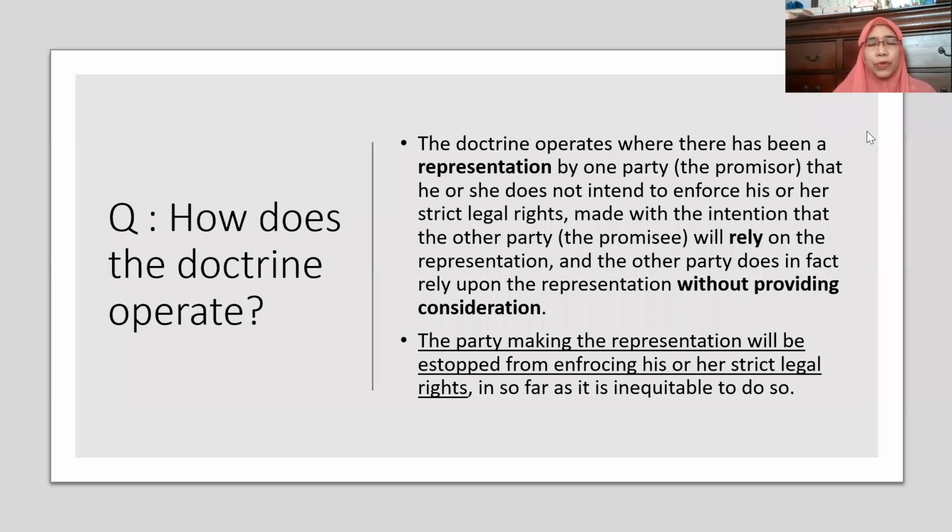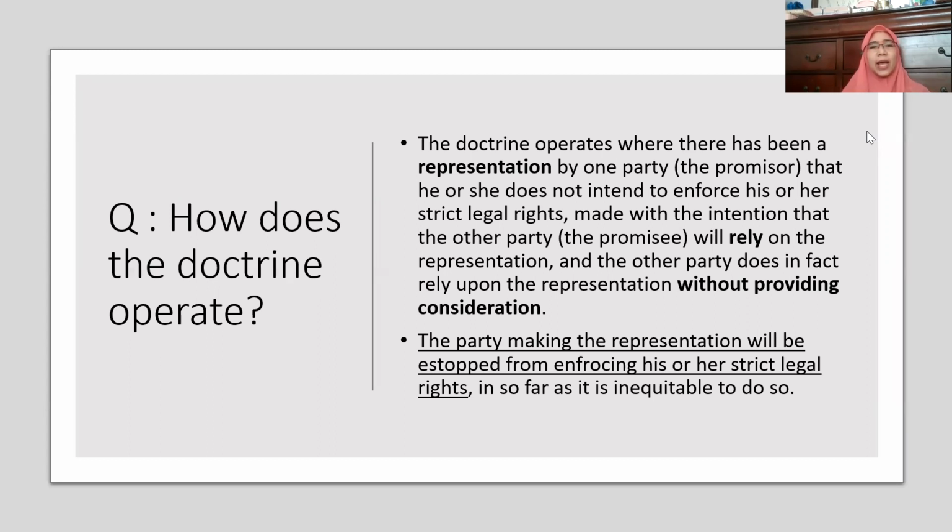Now we want to know, from the cases just now, from the introduction and the elaboration of the doctrine, the specific question: how does the doctrine operate? How is it made applicable here? The doctrine operates, it will be operative, where there has been a representation by one party. By whom? By the promisor, that he or she does not intend to enforce his or her strict legal rights.